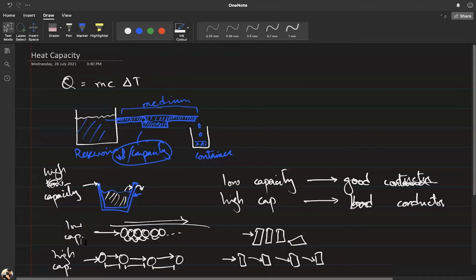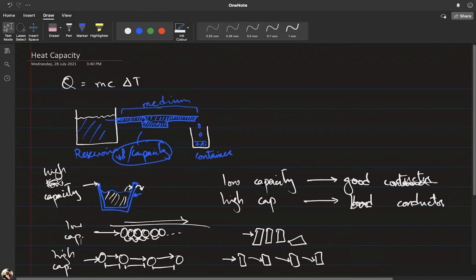So that is just one reason why metals, for example, have low capacity, because particles are so close together and the electrons are moving so rapidly that if you heat just one side, you give energy to the one side, and the particles are close together, they will quickly transfer it to the other side because they don't store much energy in themselves. They don't need it.